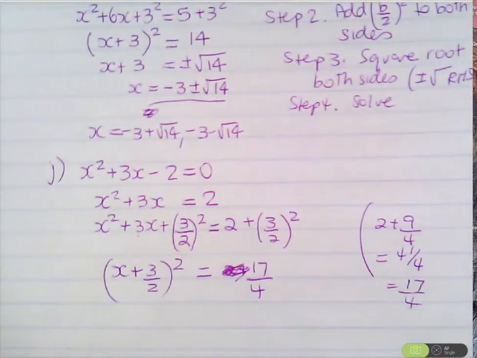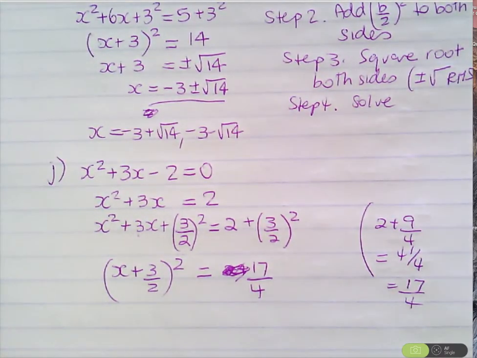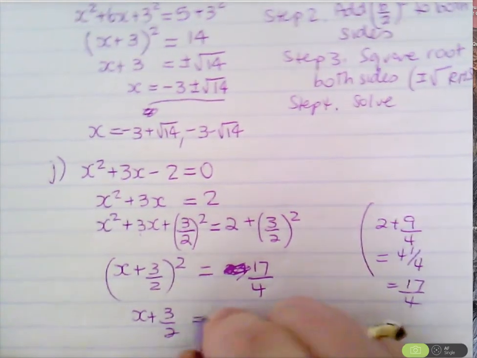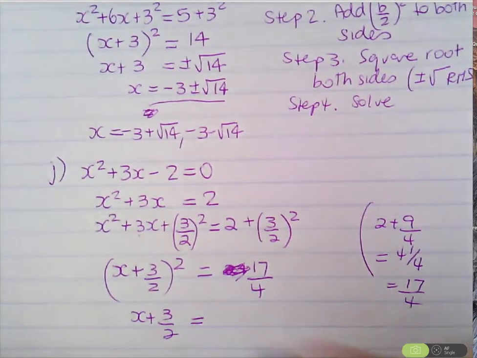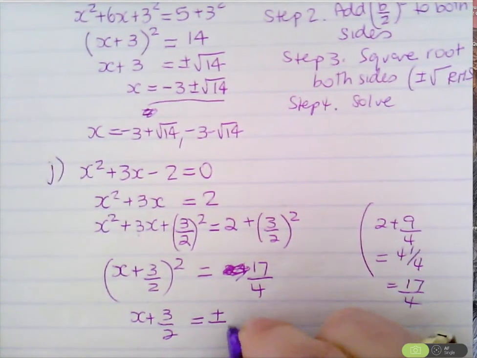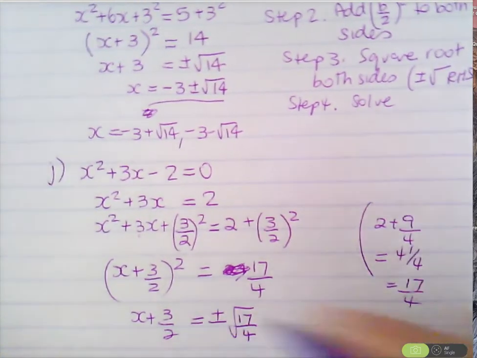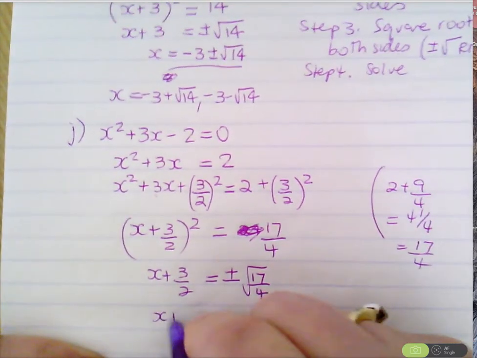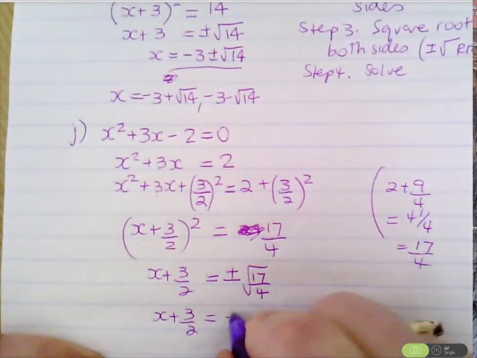Now girls, what's my next step? What would you like to get rid of if you're trying to work out x? The squared has to go. So we square root. So x plus 3 on 2 equals, now what do I put on the other side? Plus or minus the square root of 17 on 4. Make sure it's all under the square root sign. So it's x plus 3 on 2 is plus or minus.